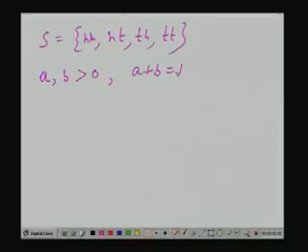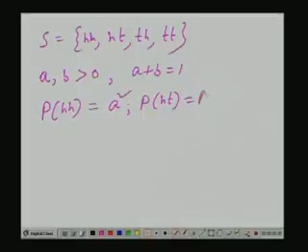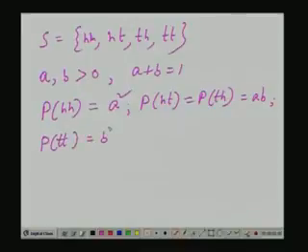Suppose we select any such pair A, B, and then it is given to us beforehand that P of HH is nothing but A square, P of HT is the same as P of TH, that is equal to AB, and P of TT is B square.